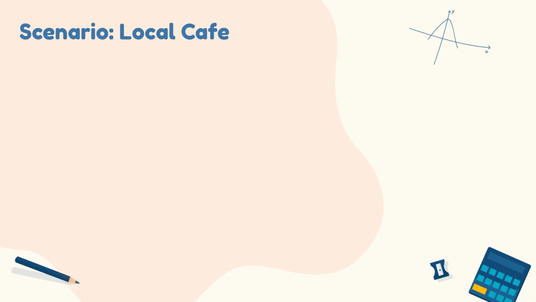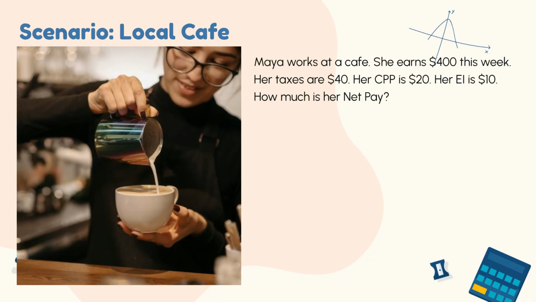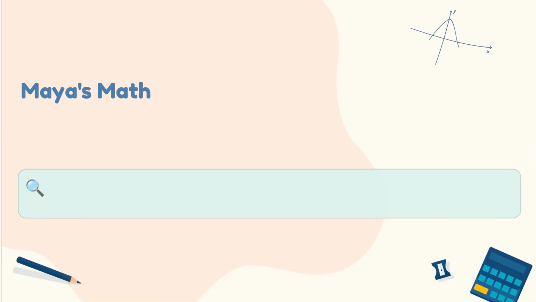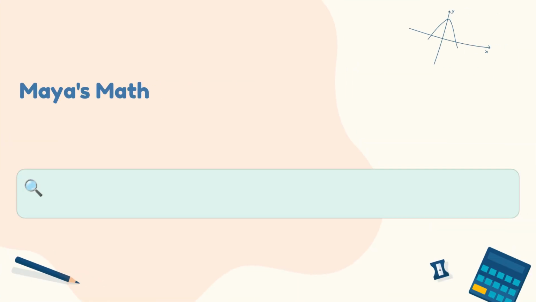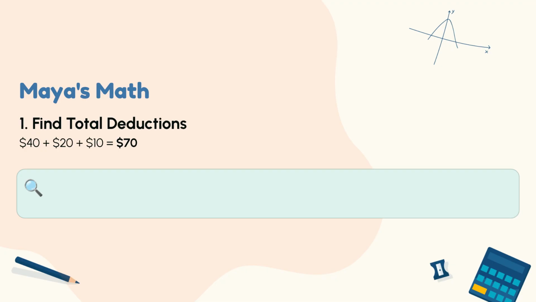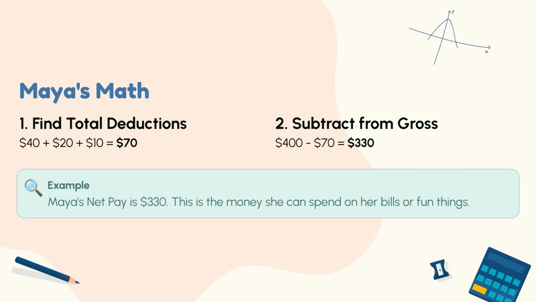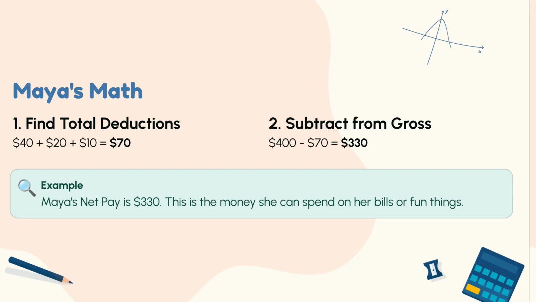Here is a scenario. Maya works at a cafe and earns $400 this week. Her taxes are $40, CPP is $20, and EI is $10. How much is her net pay? To find Maya's net pay, first, calculate the total deductions. $40 plus $20 plus $10 equals $70. Then, subtract the total deductions from her gross pay. $400 minus $70 equals $330. Maya's net pay is $330.